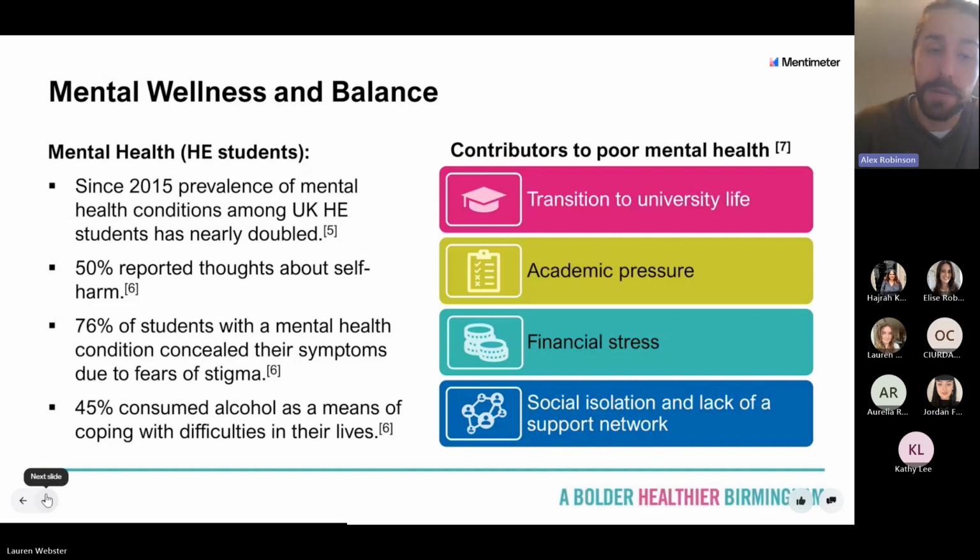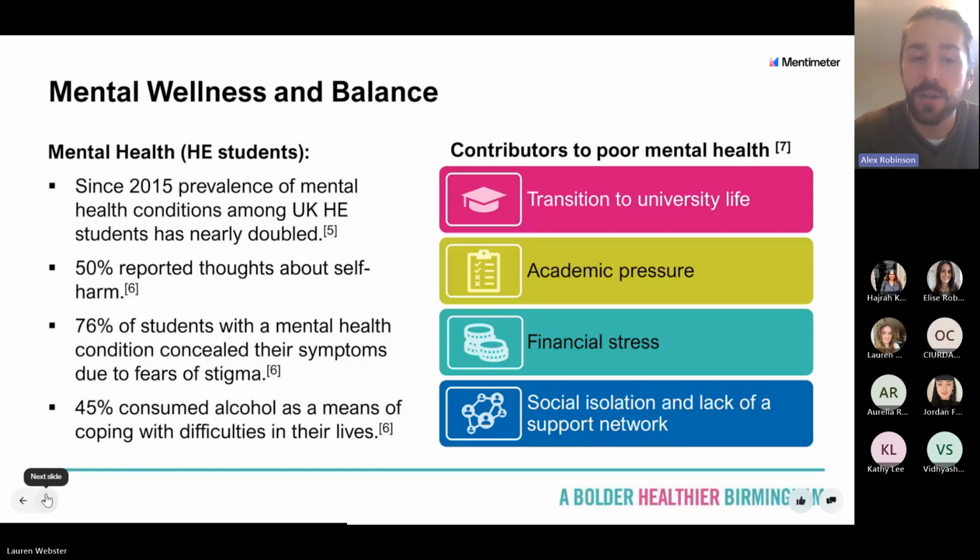So since 2015, the prevalence of mental health conditions among UK higher education students has nearly doubled. In 2015 to 2016, there were 42,505 higher education students who were enrolled with a mental health condition. That's 2.3% of the total student population. But this has increased to 119,480 in 2021. That's now 5.5% of the total student population. So it's doubled in terms of the percentage.